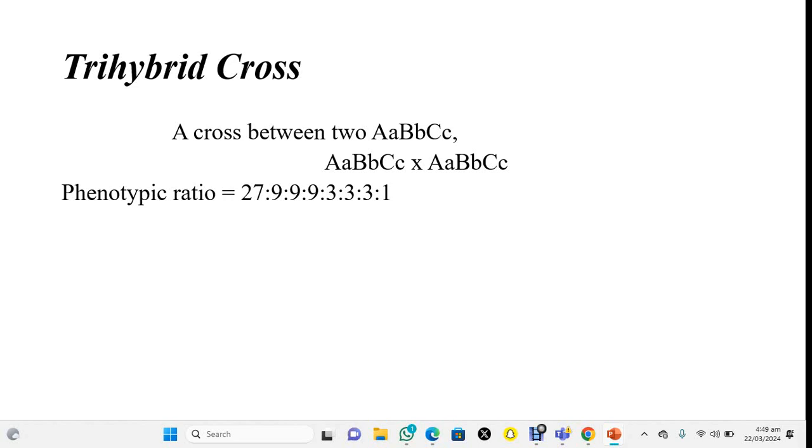The second line could mean that A and C are dominant and B is recessive. And then the last one could mean that B and C are dominant and A is recessive. And then the same applies for the three.